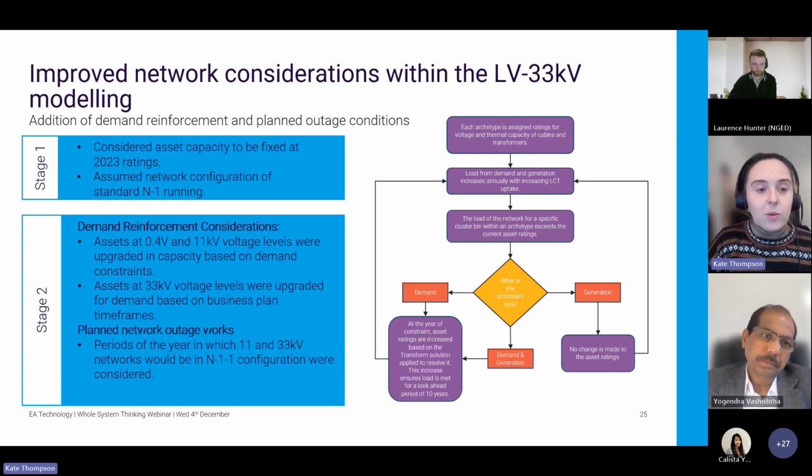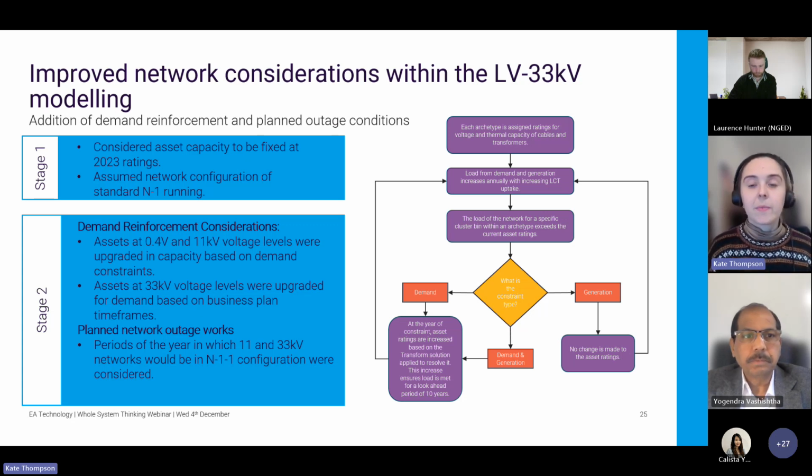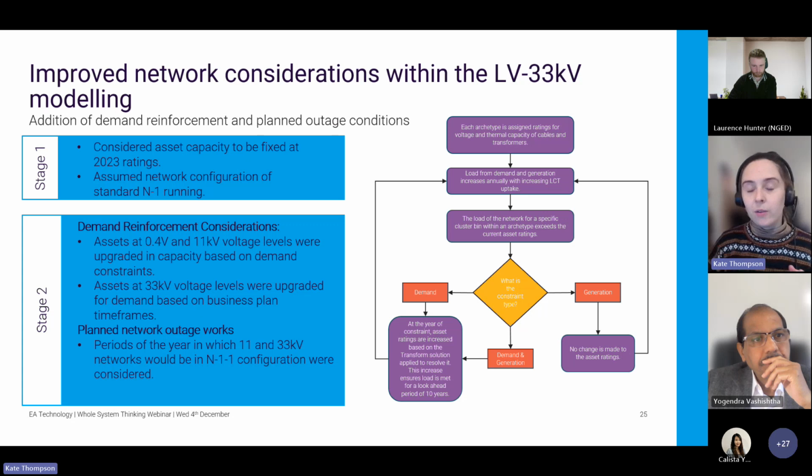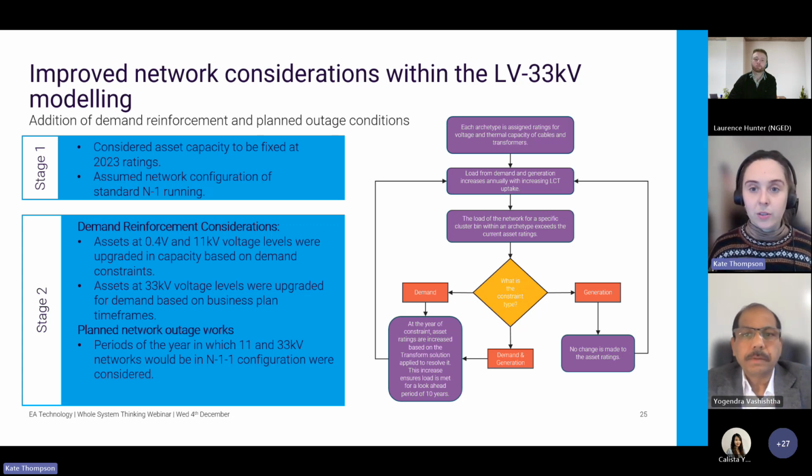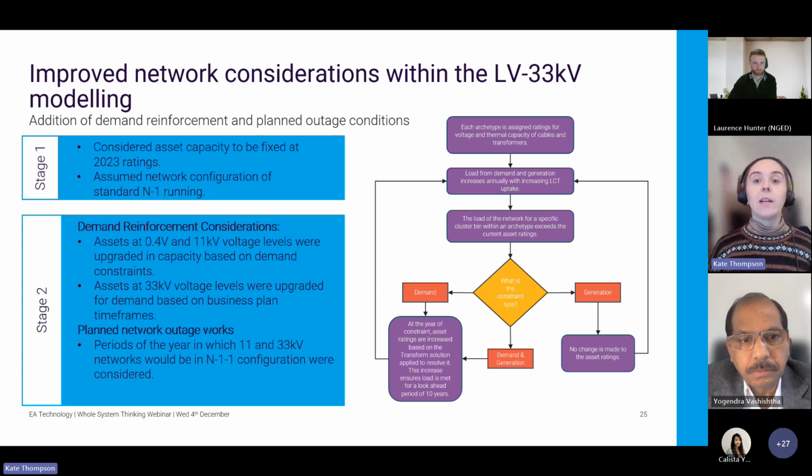The next update that I want to talk about is our considerations around the demand reinforcement from the LV network to the 33/66 kV network, where we consider demand reinforcement. So we looked at our network and we looked at the assets within our network, and we said that if a constraint was met in our Transform system that was due to demand, we would allow whatever increase in asset ratings that the modeling predicted would be needed over the next 10 years, and we allowed that to take place. If the constraint that was met was a generational constraint, we kept the assets fixed at what they were before the constraint was met. And this meant that in our modeling, every time our assets reached a demand constraint, they would increase in rating based on a solution applied within Transform. But if it was a generation constraint, they weren't.